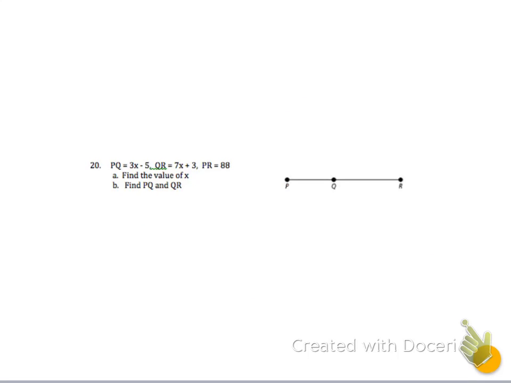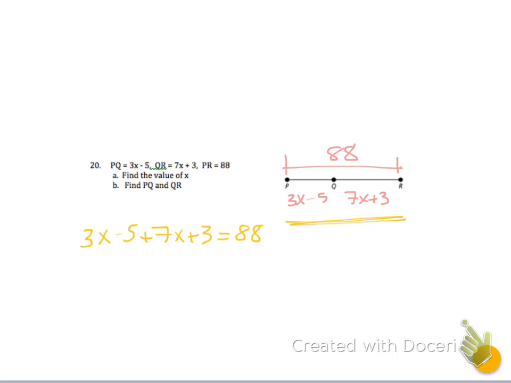So PQ is 3x minus 5. QR is 7x plus 3. And PR is 88. If both of those added together should equal 88, that's what I'm going to do. Because this entire length should equal 88. So we're going to add them together and set it equal to my big length. And we're going to solve.